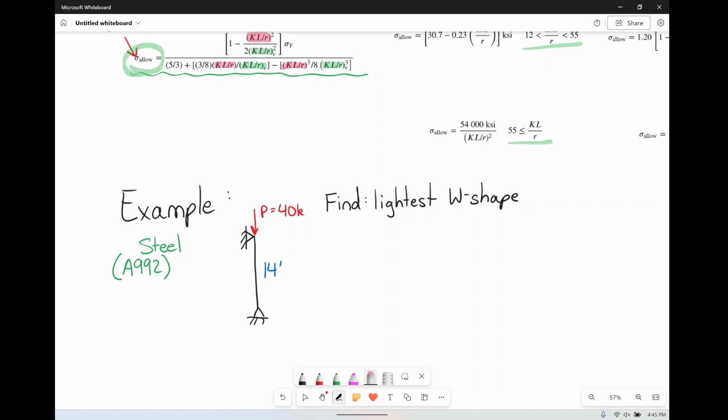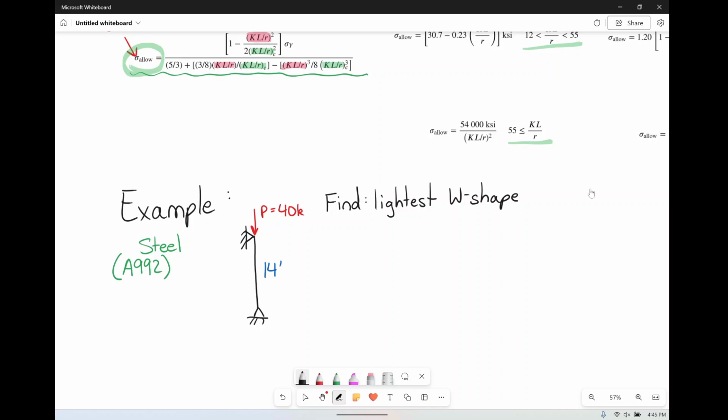So let's do that. Given a load of 40 kips, given the fact that it's a pin-pinned steel column made of A992 steel with a length of 14 feet, we want to find the lightest W shape. Now, to be able to find the lightest W shape, you technically have to look at the entire list of W shapes, which is a bit much. So anytime you're finding the lightest W shape, they usually give you an option. Like they might say, find the lightest W14 shape, or pick from a list of these 6 which one's actually the lightest one that works. So it gives you a little bit of an idea of where to look.